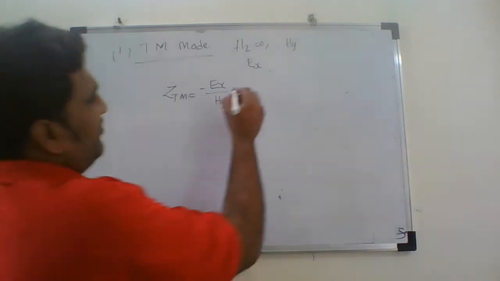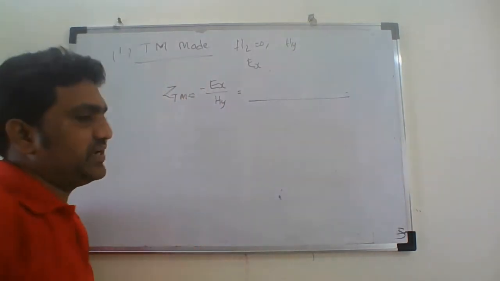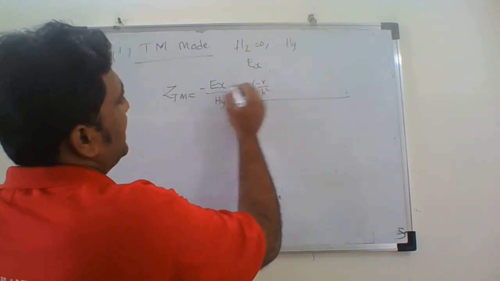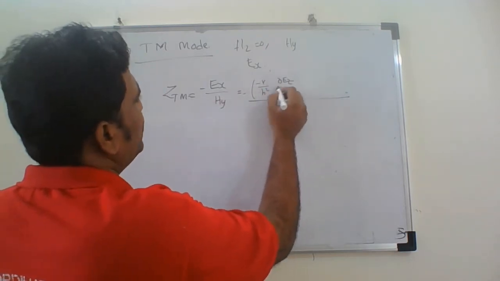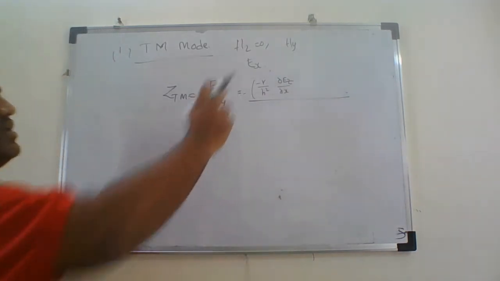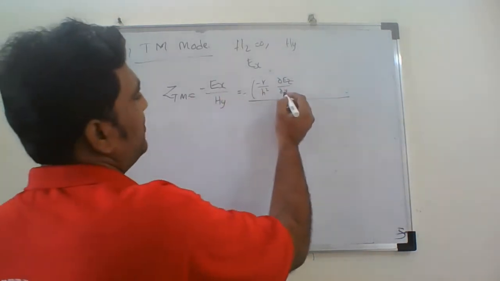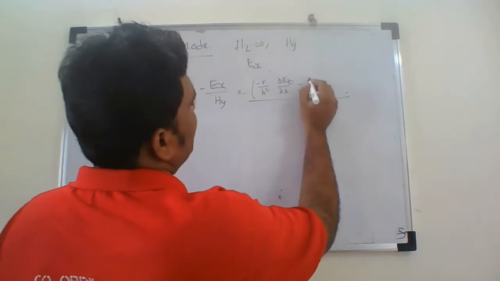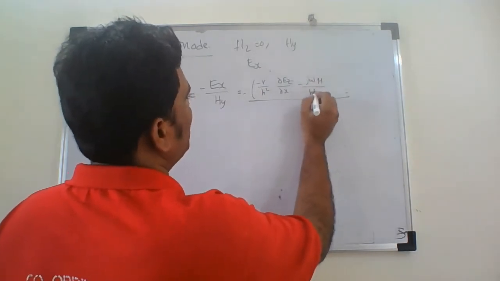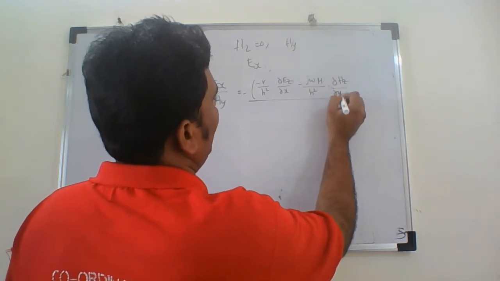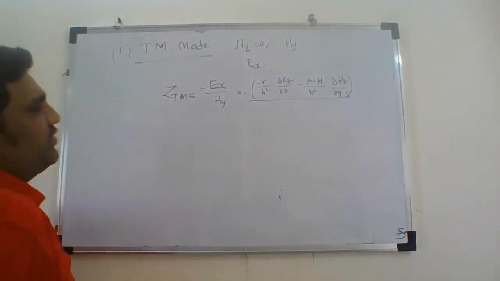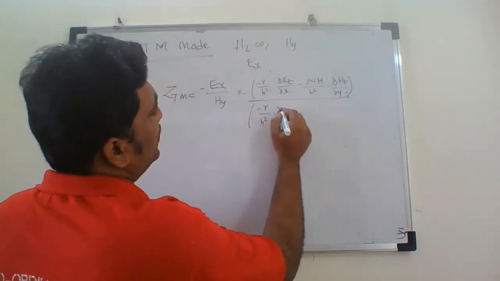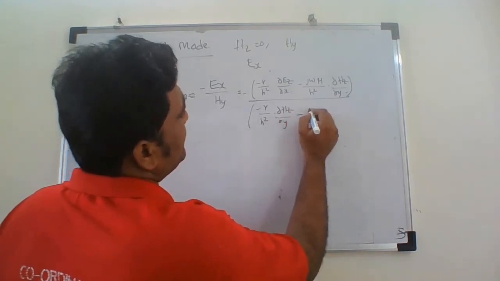Now, from the general analysis of the waveguide equations, the general formula for Ex is minus gamma by h square into dou Ez by dou x, minus j omega mu divided by h square into dou Hz by dou y. And the general expression for Hy is, again, minus gamma by h square into dou Hz by dou y minus j omega.